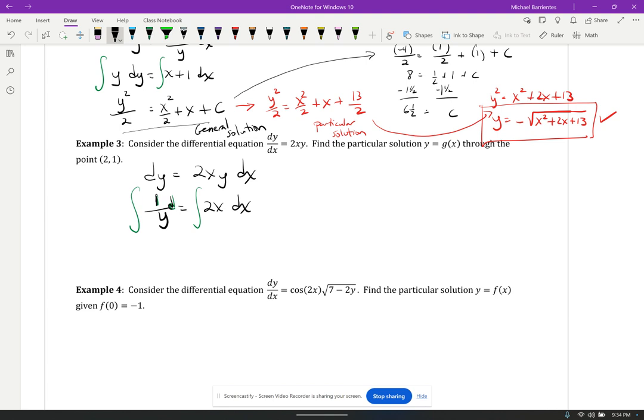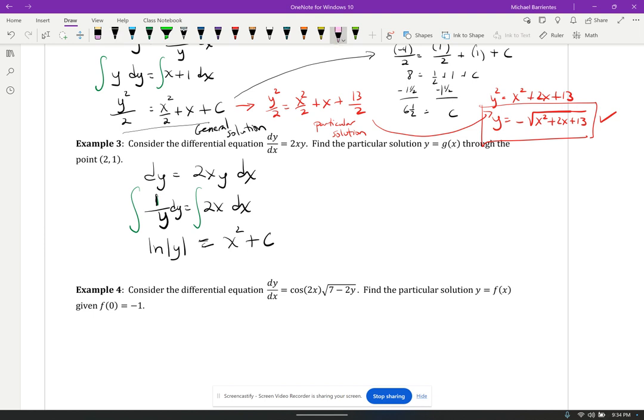I'm doing that so that you can see it a little bit more clearly that the antiderivative of this is going to be the natural log of the absolute value of y. The antiderivative of this would be x squared plus c. Great. This is my general solution. But I need to solve for y. I also need to solve for the c constant of integration. So let's do that first.